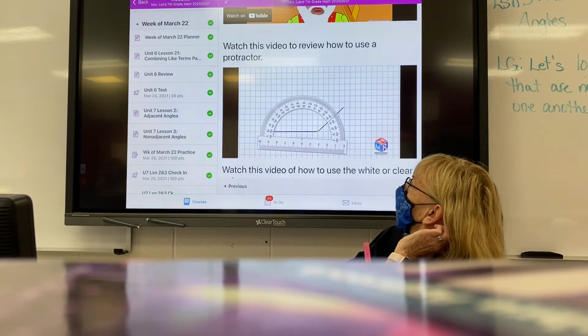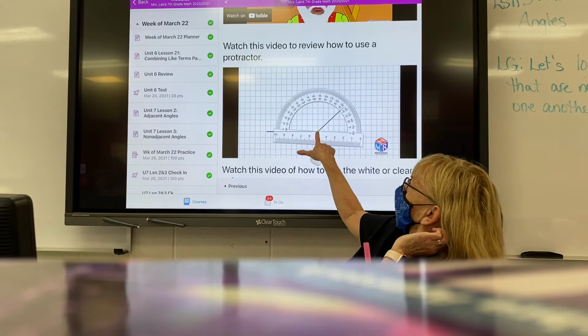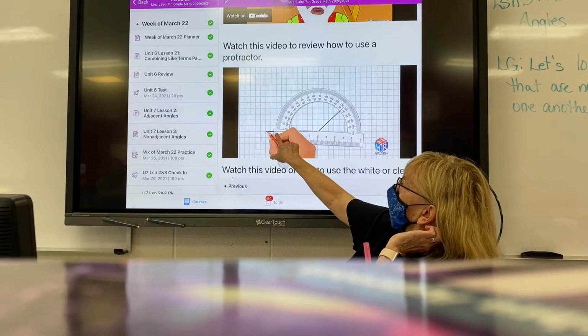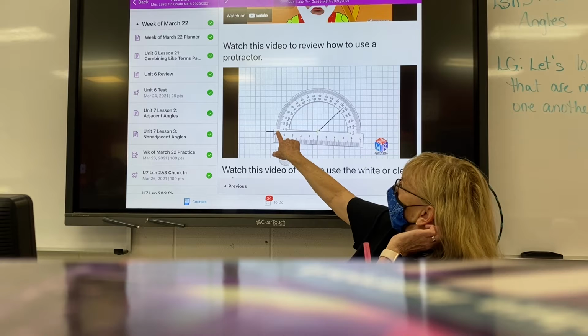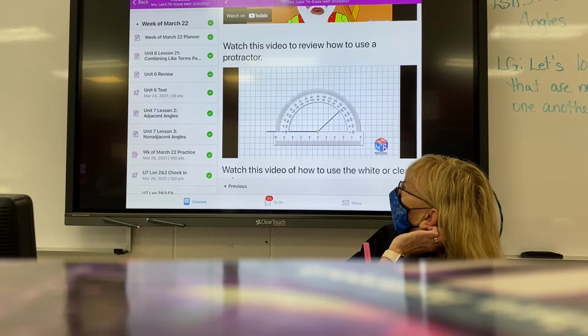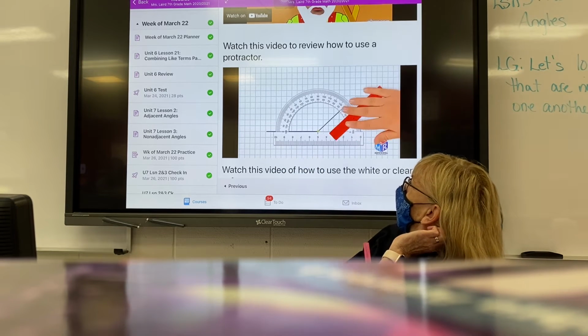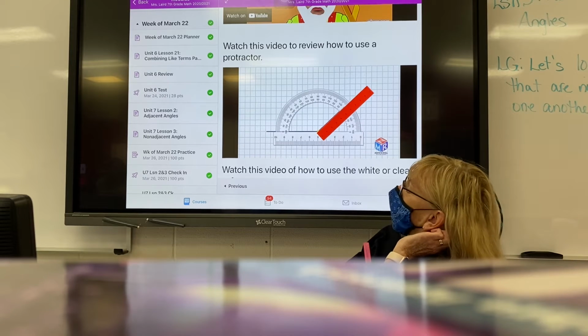Line up the vertex of the angle at the center point of the protractor. Right here. Put the 0. Make sure the bottom right of the angle goes through the 0. If the rays are too short, you can always extend them.